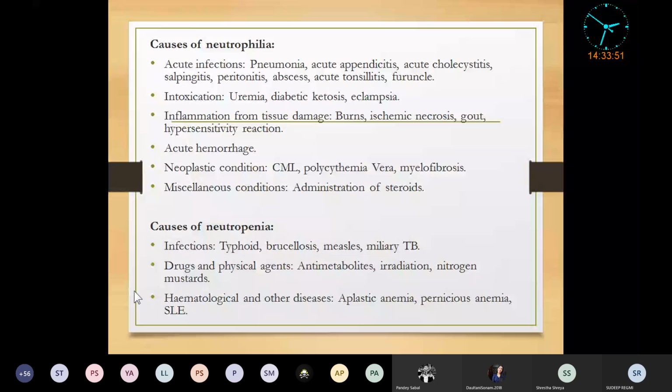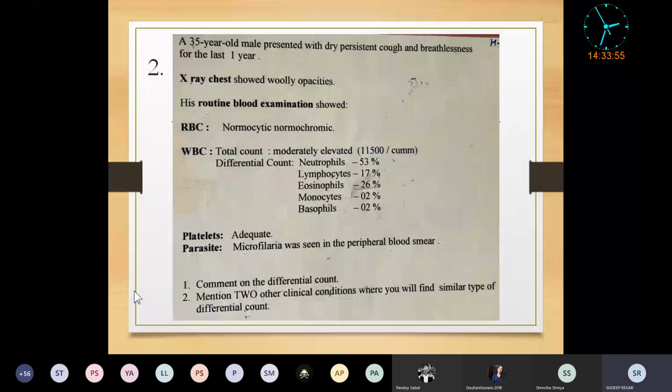Second case. A 35-year-old male presented with a dry, persistent cough and breathlessness for the last 1 year, and X-ray chest showed woolly opacities. Breathlessness means difficulty in breathing for the last 1 year, and the X-ray showed woolly opacities, like wool.